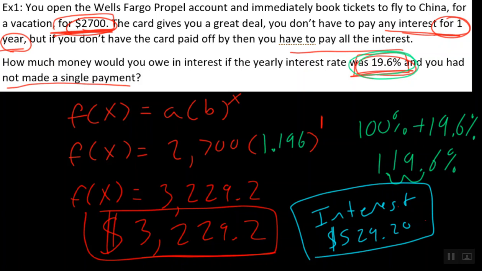Oh, I'm sorry. This said how much money would you owe in interest, so actually this is the answer right here. My apologies, guys. All right, guys, let's go ahead and move on to our second example.